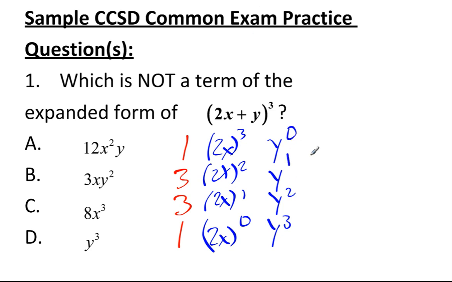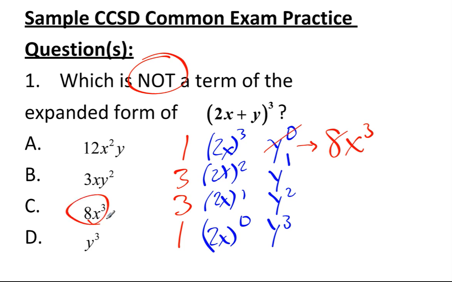And now we just need to work out each one to see if it's an answer over here or not. We're looking for one that is not. So here 2 to the 3rd power is going to make 8. That goes away, so it's just x cubed. And that's right here, so that is not an answer because we're looking for one that is not a term. Here we got 2 squared is 4 times 3 makes 12 x squared y. And that's right here, so A is not an answer.